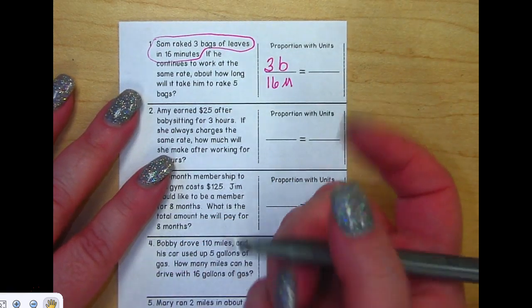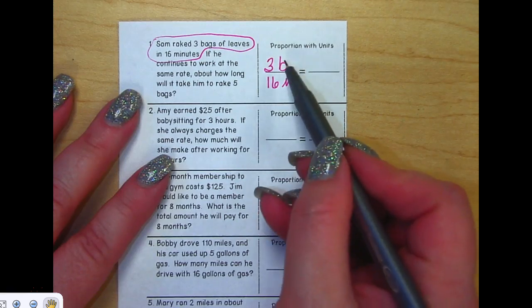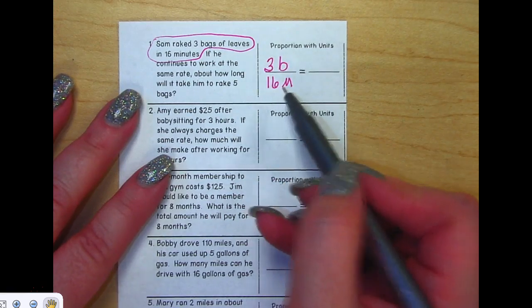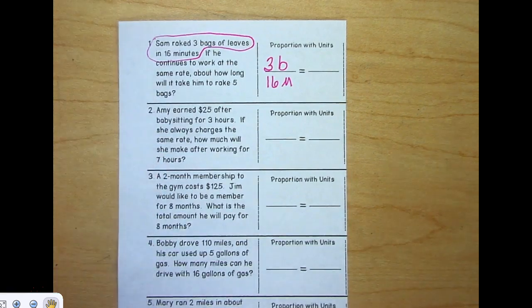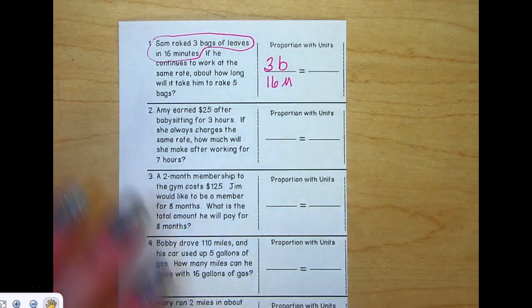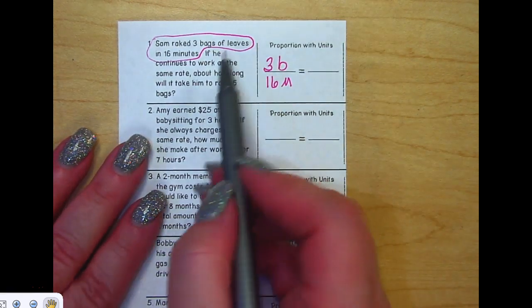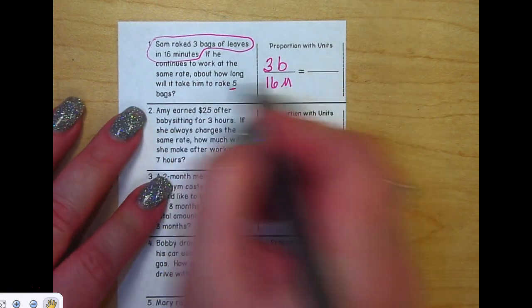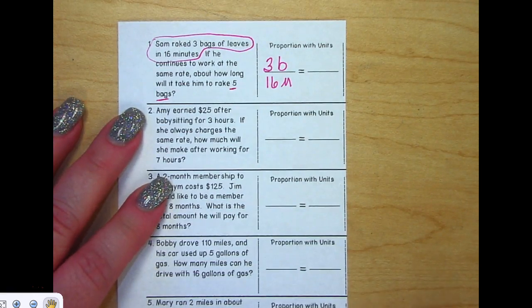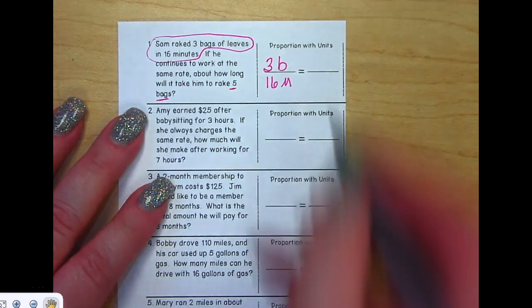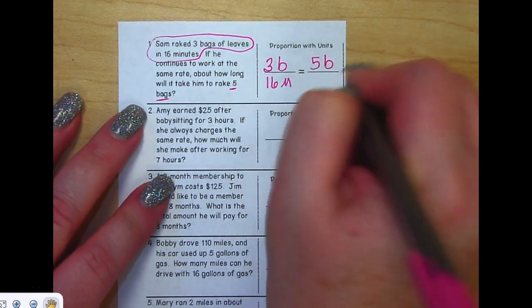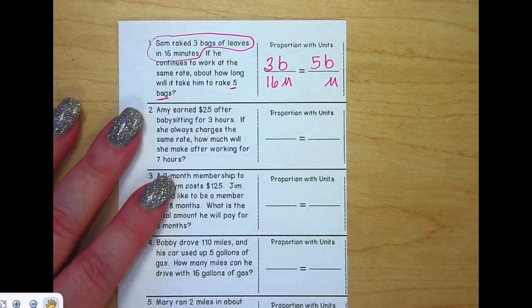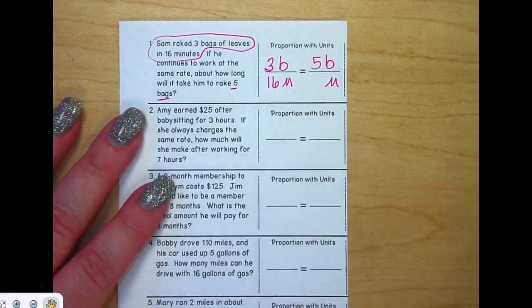Let me say that one more time. I must see something that shows the 3 is the bags and the 16 is the minutes. If you do not have that, it will be wrong. That is bad practice, to just put numbers in there without a context or a unit. So, if he continues to work at the same rate, how long will it take him to rake 5 bags? Where is that going to go, the 5 bags? In the numerator or the denominator? Numerator, 5 bags. So, how many minutes? So, the key is bags, bags, minutes, minutes.